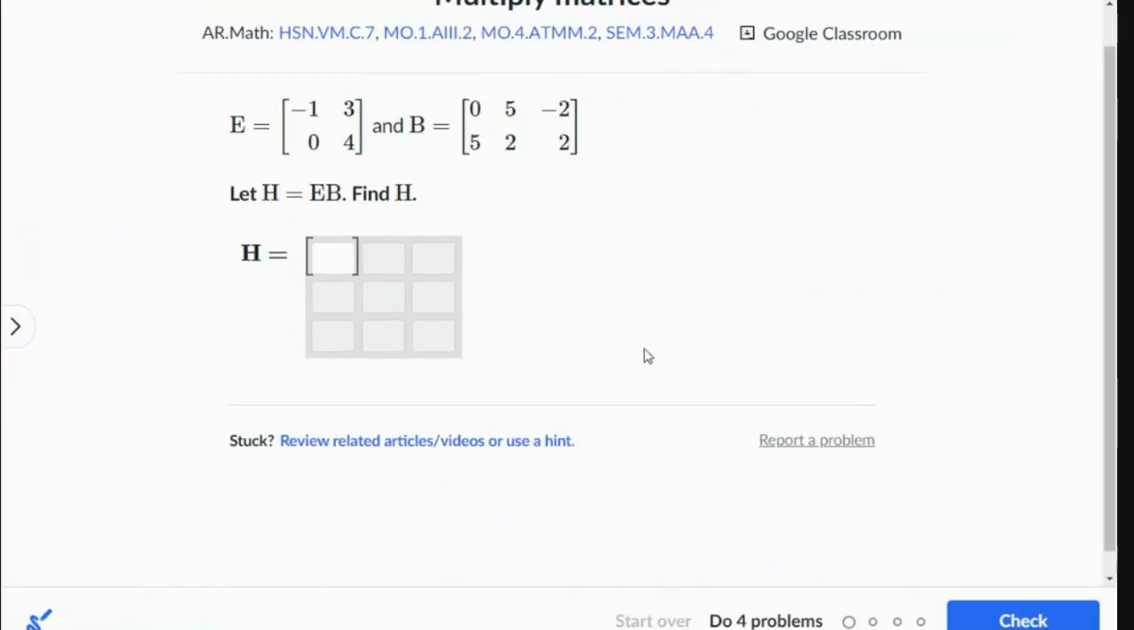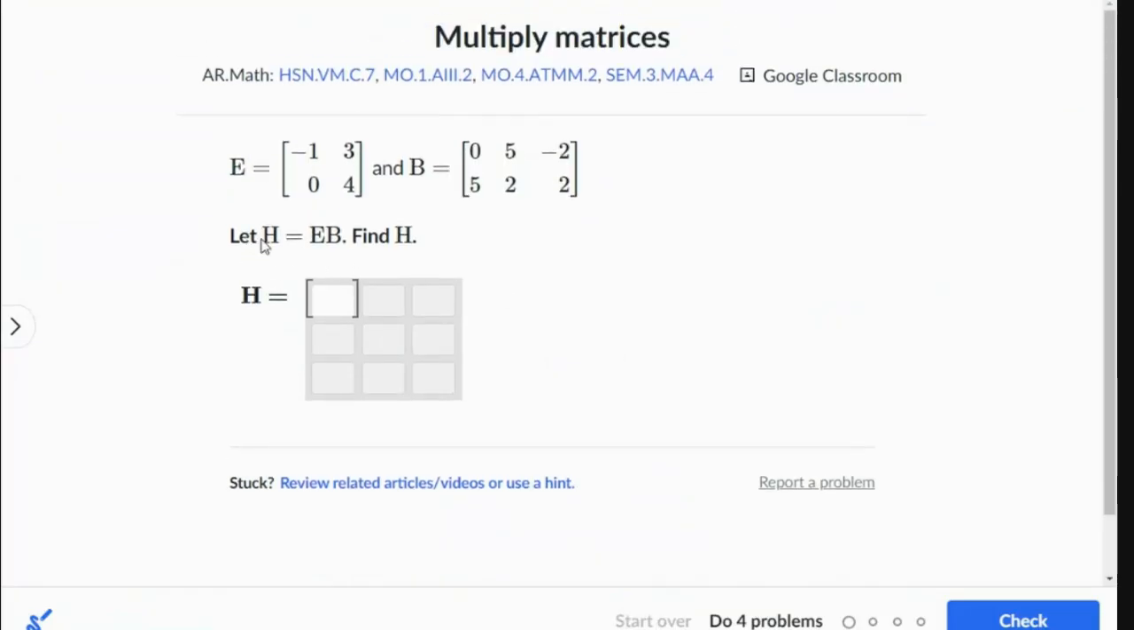The first one has us do, let H be E times B, EB. Find H. So it wants us to multiply a 2 by 2 times a 2 by 3. The middle numbers are both 2s, so we should have a 2 by 3 answer. So let's write this. We're going to do this one together.